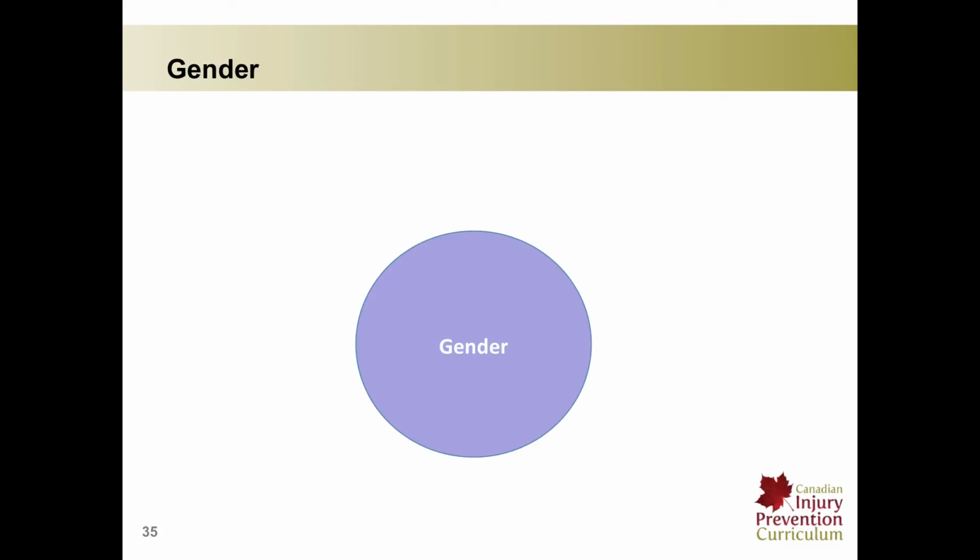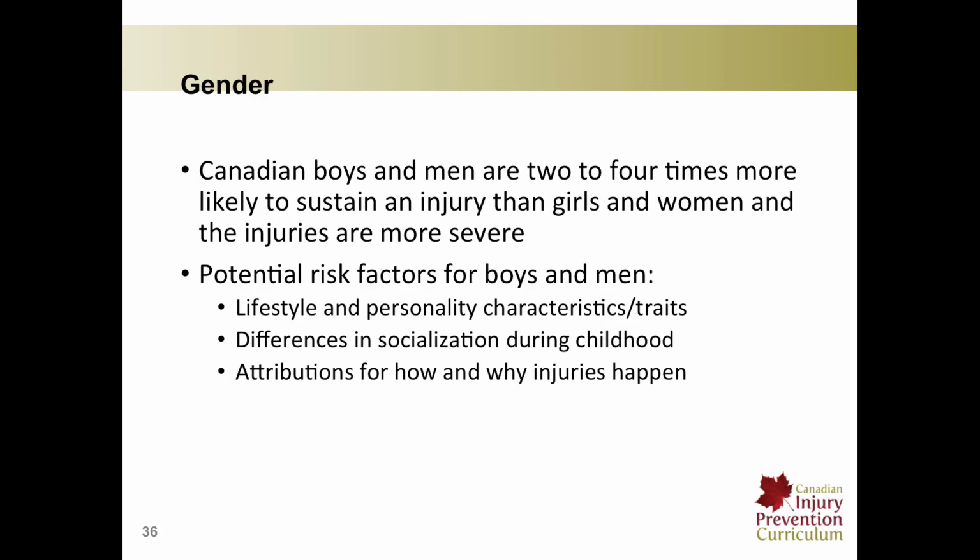Gender. Gender is a very significant determinant of injury. For virtually every kind of injury beyond 2 years of age, Canadian boys and men are 2 to 4 times more likely to sustain an injury than girls and women, and their injuries are more severe.